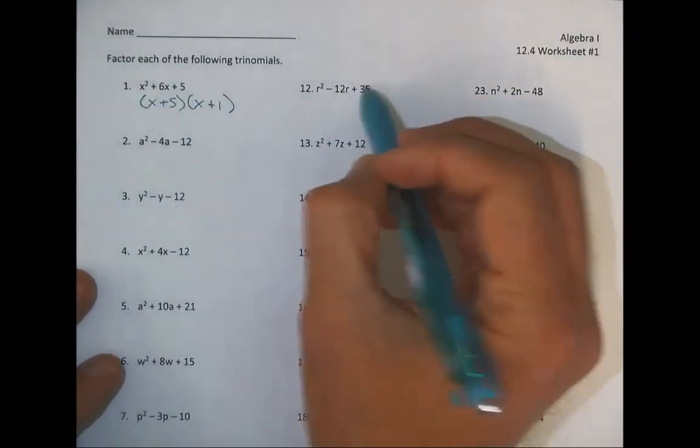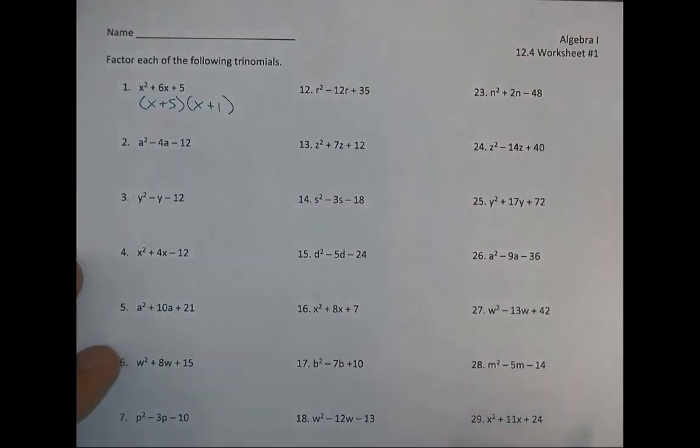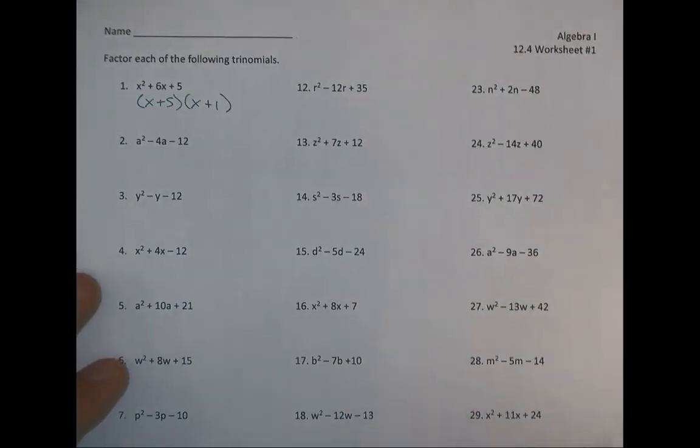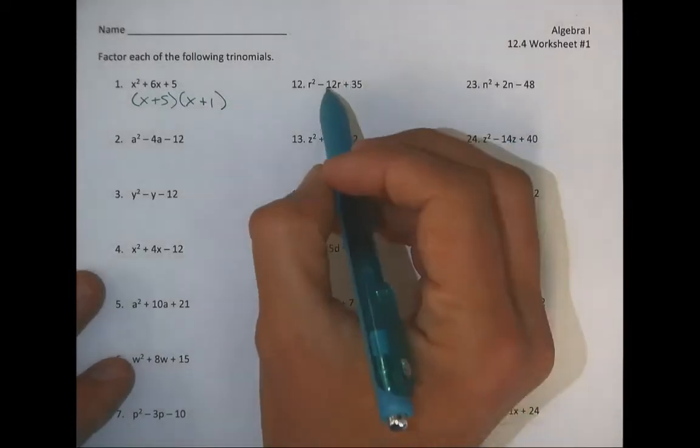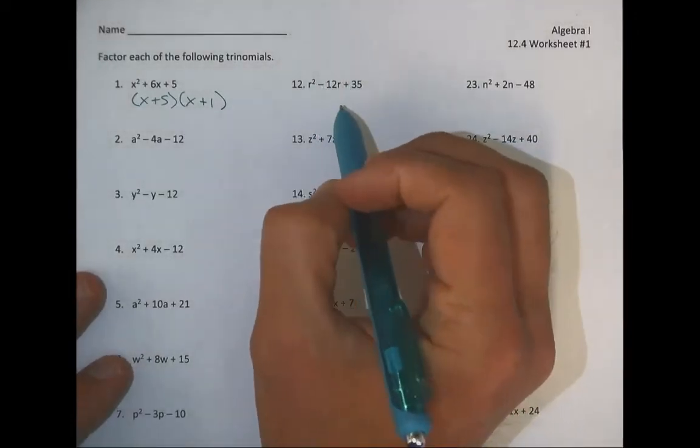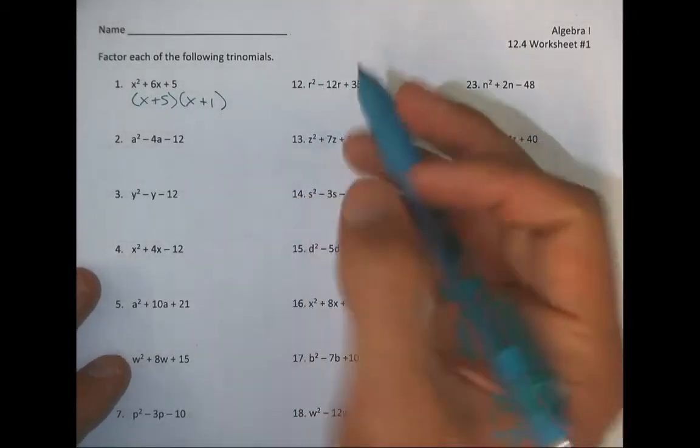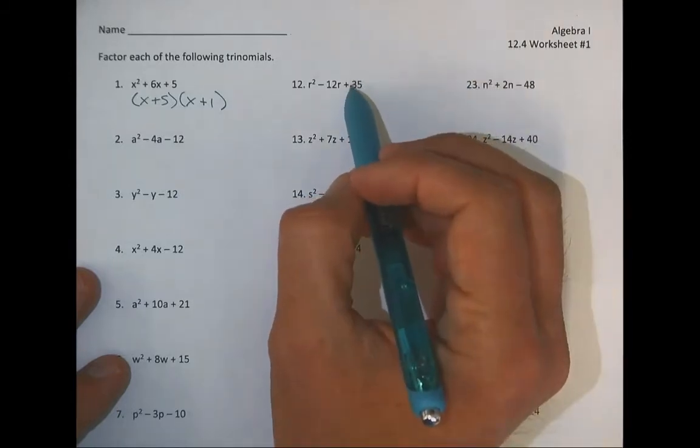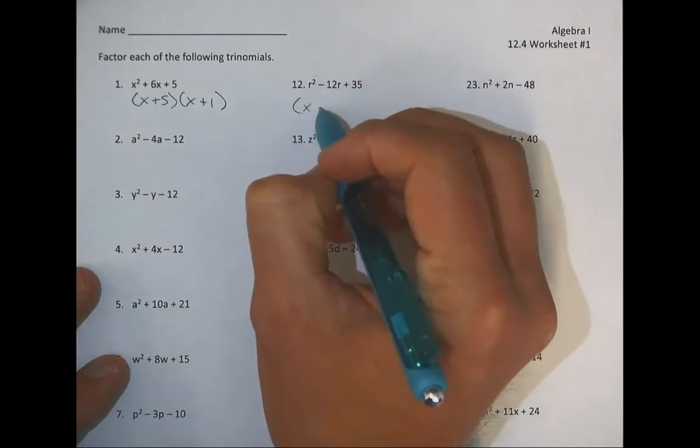So sliding over. When I look at 35, I automatically think 7 and 5. Those are really the only two, besides 35 and 1. And when you see that this is negative, and this is positive, that can only mean one thing. I'm multiplying two negative numbers together, because I have to create a positive. So this is going to say x minus.